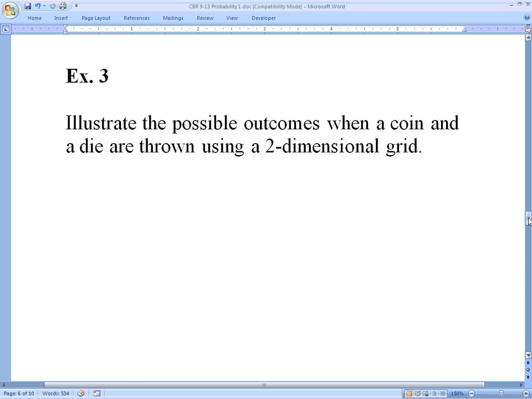Illustrate the possible outcomes when a coin and a die are thrown using a two-dimension grid. Well, as the title says, two-dimensional, you can only use a two-dimensional grid when you have two actions occurring or two different events that you're partaking in. Here, the two things we're doing are flipping a coin and throwing a die. Now, you might do them at the same time. You might do them separately, one at a time. But that doesn't matter. We can list their outcomes together.